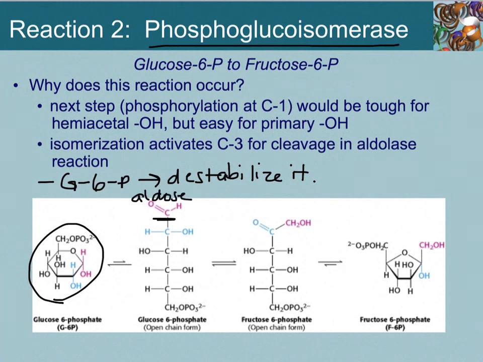What we are going to do in this step is isomerize glucose 6-phosphate to fructose 6-phosphate. Fructose 6-phosphate is a ketose sugar because it has a ketone. The reason why this reaction occurs is because this isomerization is going to activate carbon 3, which I'll circle here in red, for cleavage in an aldolase reaction.